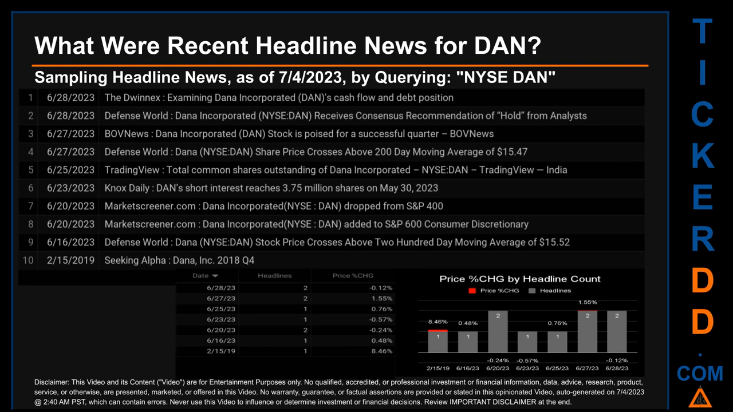Correlated or not, as it happened, the stock price for DAN on those publication dates respectively saw a jump of 1.55% along with a drop of minus 0.24% when comparing the day's opening versus closing price. The oldest publication date of Friday, February 15, 2019, was actually the day with the highest percentage change in price. It saw a price jump of 8.46%.